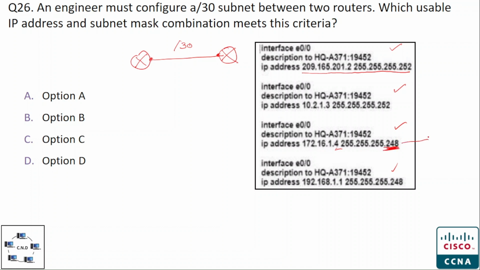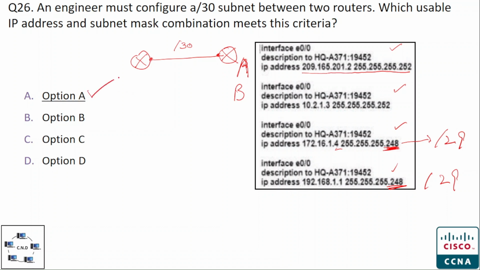So remember, this is /29. This is not /30. Okay, so this surely goes out of our correct option. So this cannot be the correct answer. And this one also has a subnet mask of 248, while we require to configure with a /30. So the correct option must be from option A or option B. So let's see what is the correct option.